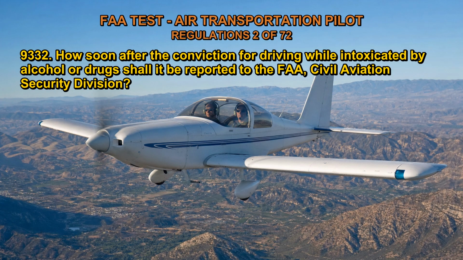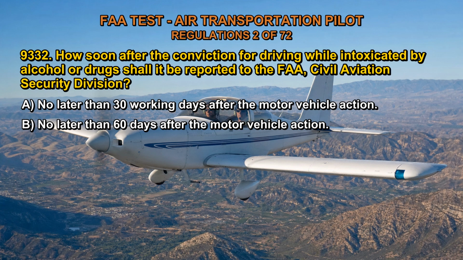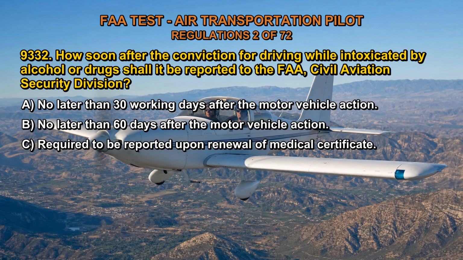9332. How soon after the conviction for driving while intoxicated by alcohol or drugs shall it be reported to the FAA Civil Aviation Security Division? A. No later than 30 working days after the motor vehicle action. B. No later than 60 days after the motor vehicle action. C. Required to be reported upon renewal of medical certificate.